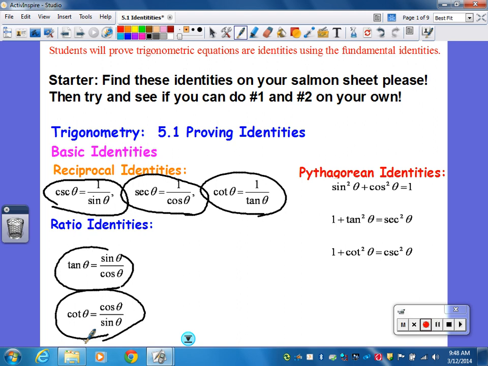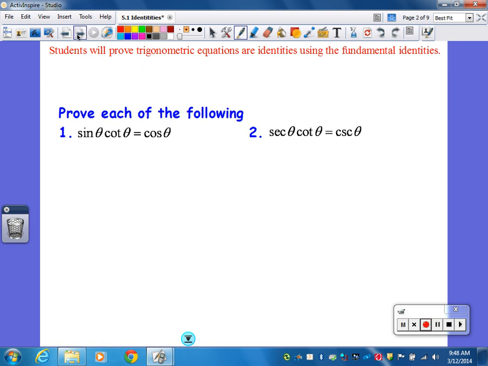and also your Pythagorean identities. So keep that salmon sheet out so you have access to it at all times throughout this unit. Okay, let's get started. Okay, prove each of the following.